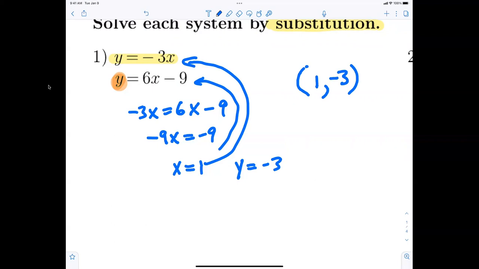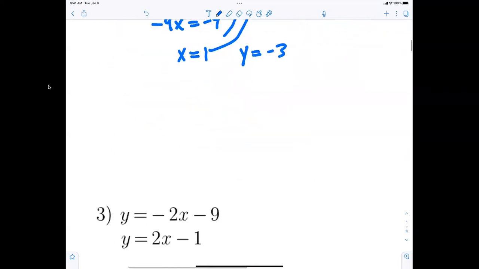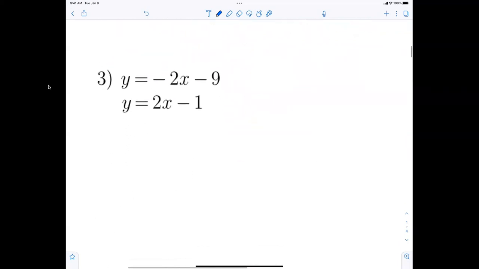All right. It's really simple. So let's jump down to number 3. Now, look, guys, we have to do all of these problems. We have to do all of them for homework. So let's get as many done as we can. So for number 3, what does y equal? -2x minus 9. Right. So I'm putting that in for y.